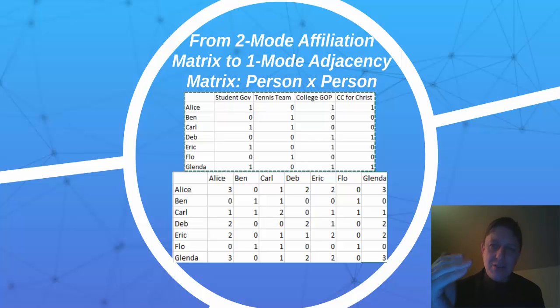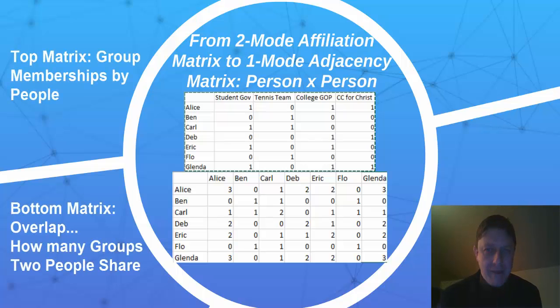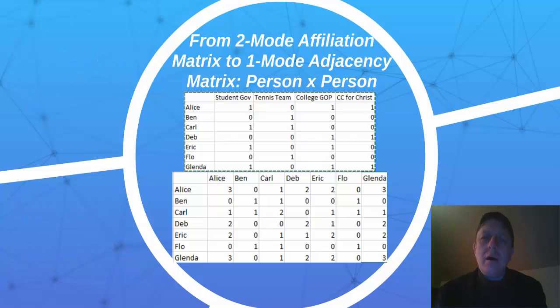Because that adjacency matrix at the bottom is the transformation of the two-mode affiliation matrix at the top, going from top to bottom. What does that bottom matrix represent? It represents the overlap in groups. How many groups does one node share with another? How many memberships does one node share with another? How many affiliations does one node share with another? Let's go through a few examples and think about how we would move from top to bottom.